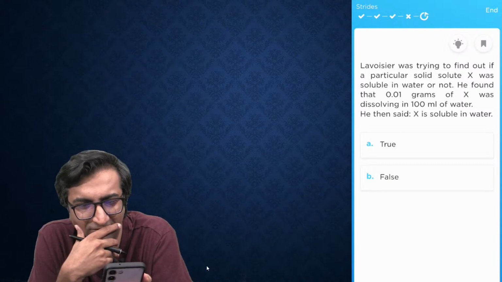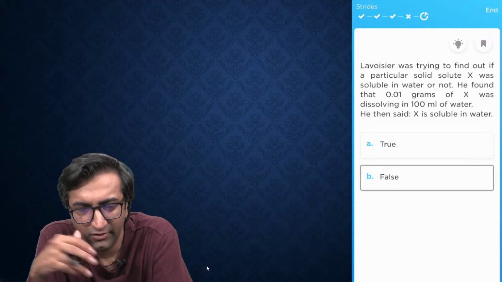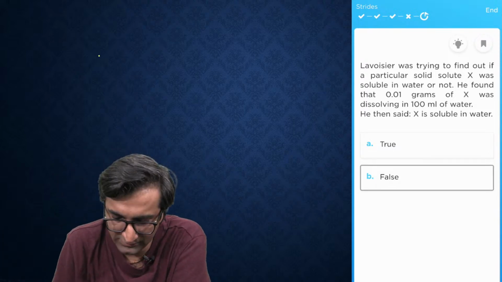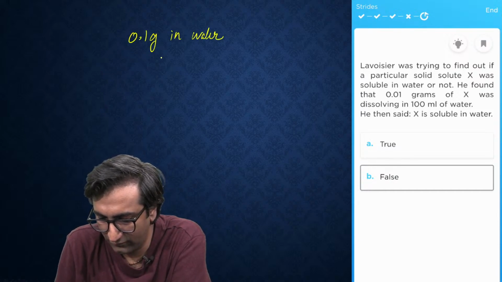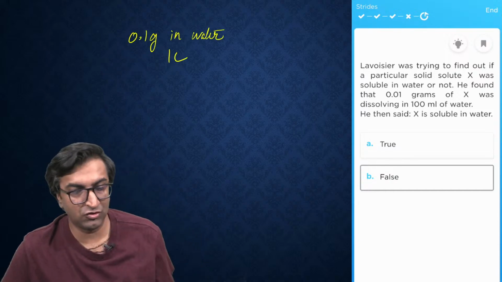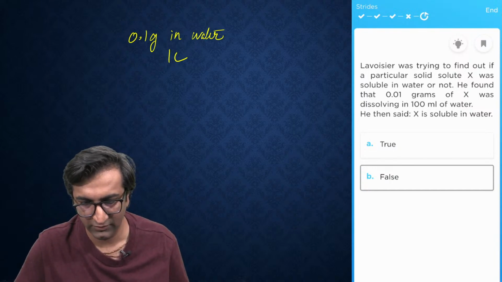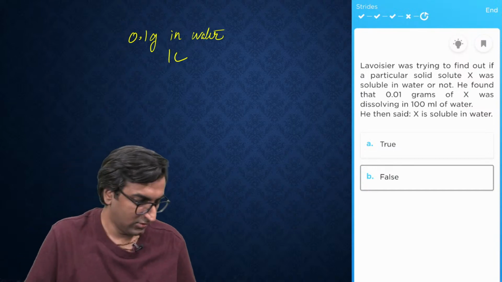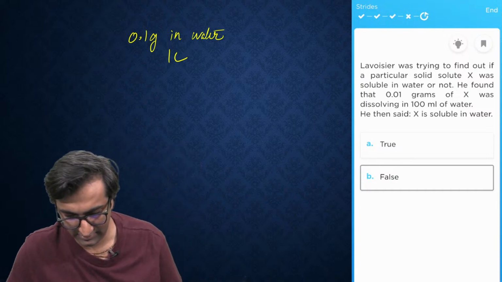What do you think about this? This is obviously false. Shilpa says true. 0.01 is quite small, right? 0.01 means 0.1 gram in 1 liter of water. Okay, let me show you the actual value. I feel it should be false. I'll tell you why I think it should be false. Open Edge, let's see the solubility of NaCl. Let me show you, one second.